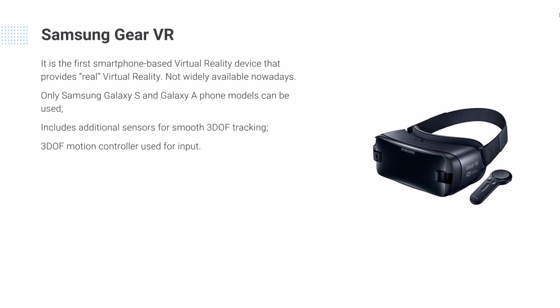Samsung Gear VR is the first smartphone-based virtual reality device that provides real virtual reality because it includes sensors for smooth head rotation tracking. Only Samsung Galaxy S and Galaxy A phone models can be used with this device. A motion controller could be used for input, not widely available nowadays.